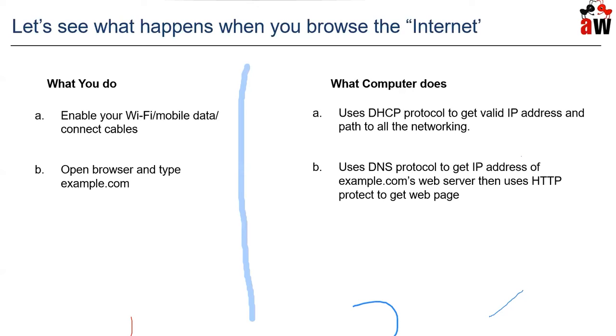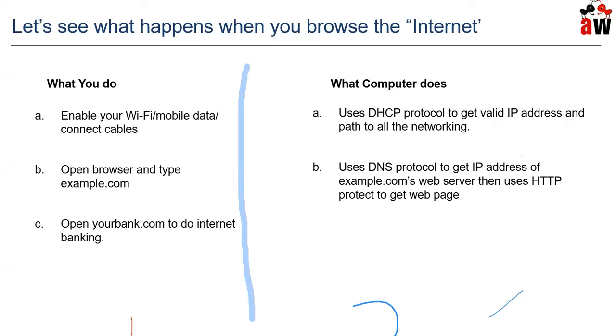So it needs an IP address. So the DNS protocol is used to get an IP address, and then the computer makes an HTTP GET request to get the HTTP page. Okay, I made a spelling mistake there. Let's move past that, right? And you see the page of example.com, right?